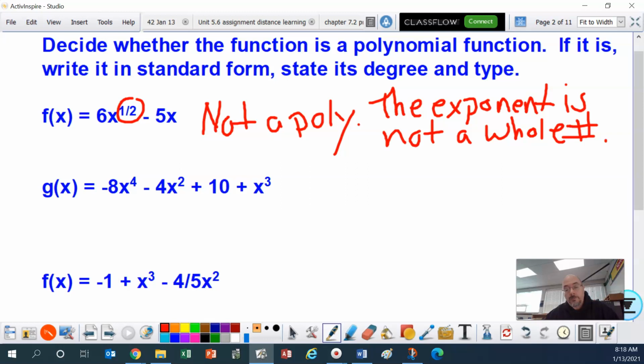Remember what whole numbers are: 1, 2, 3, 4, 5, 6, 7, 8, and so on. And they can't be negatives either. All right, the next one. Is that a polynomial? Well, first, if I look at the exponents, 4, 2, 3. Those are okay. Those are whole numbers. And the coefficients in front, we got -8, -4. We've got the 10, and then there's a 1 in front of the x cubed. Well, those are all real numbers. So yes, this is a polynomial.